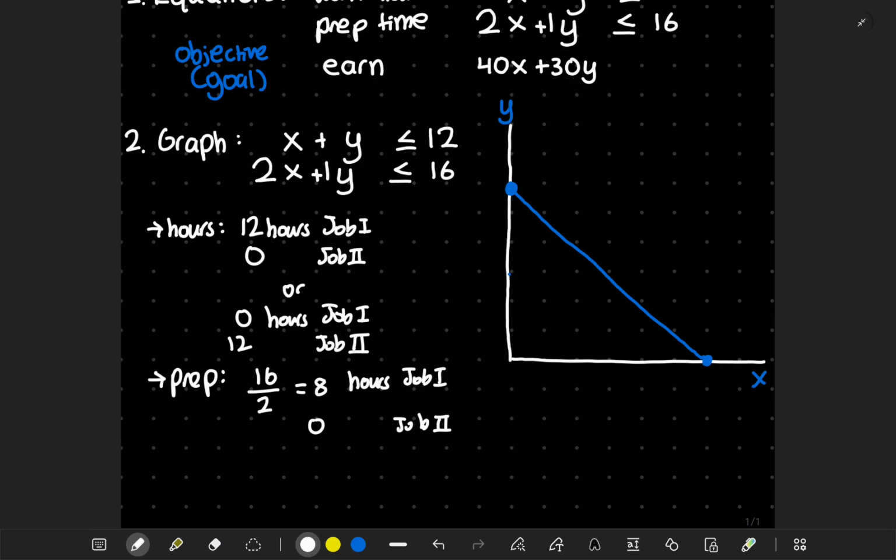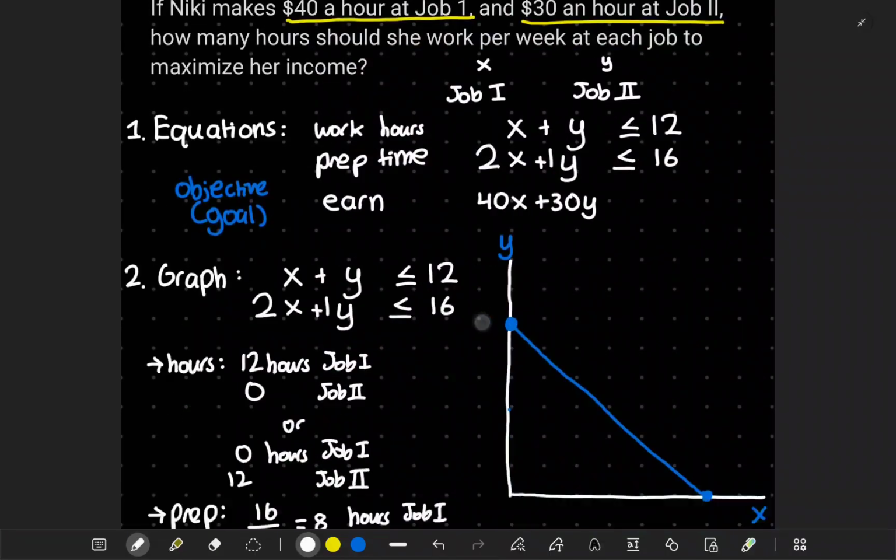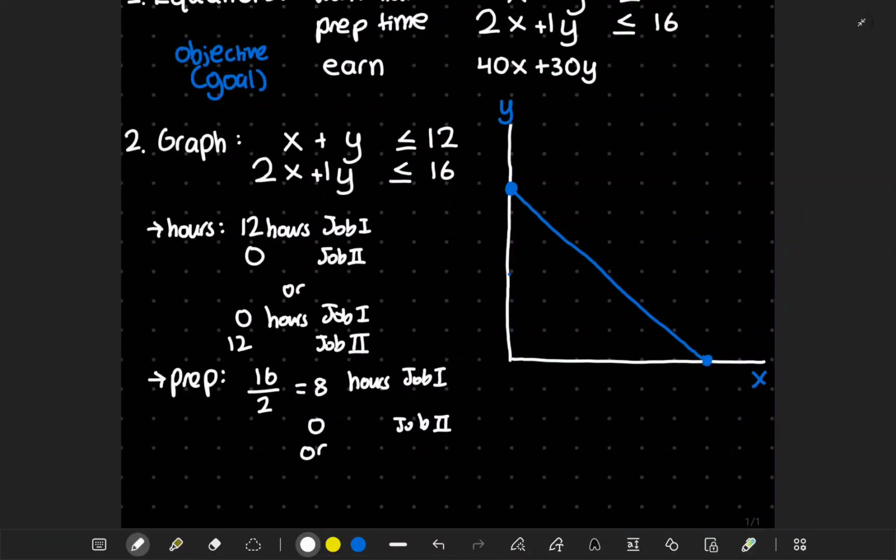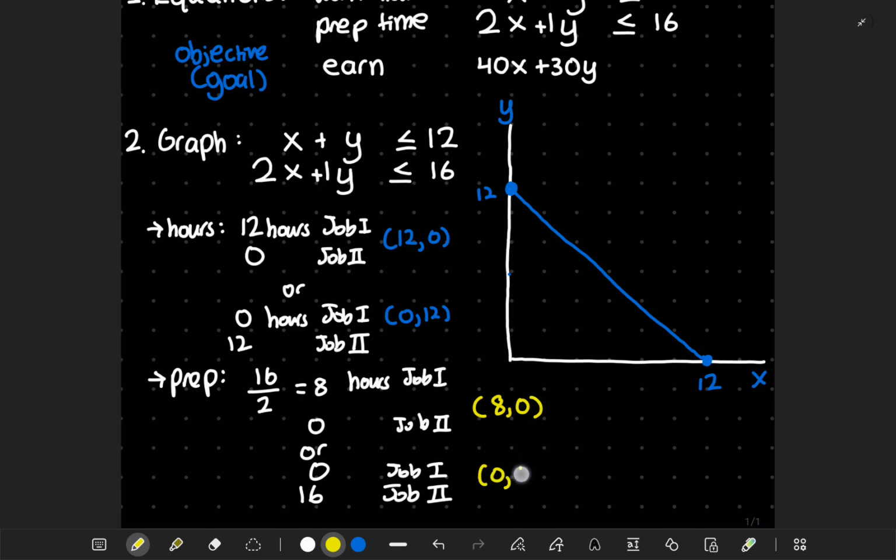While the other extreme is, since she only needs 1 hour for prep time, that means the other one could be 0 for job 1, but then the whole number of hours for job 2. And so we can look here, these become points. In the first one, the x had 12, while the y had 12, and this is from the established 12, 0, 0, 12. Same can be said here. This is going to be in yellow, 8, 0, or 0, 16.